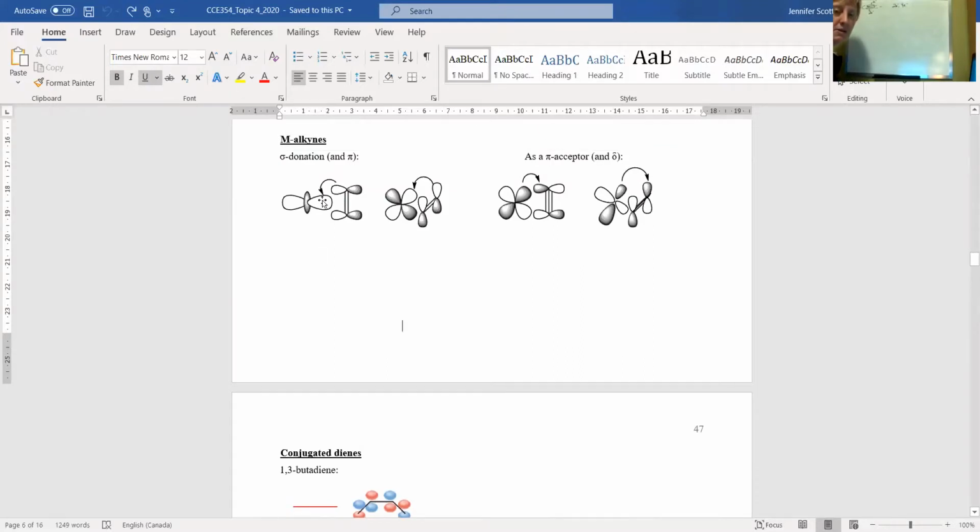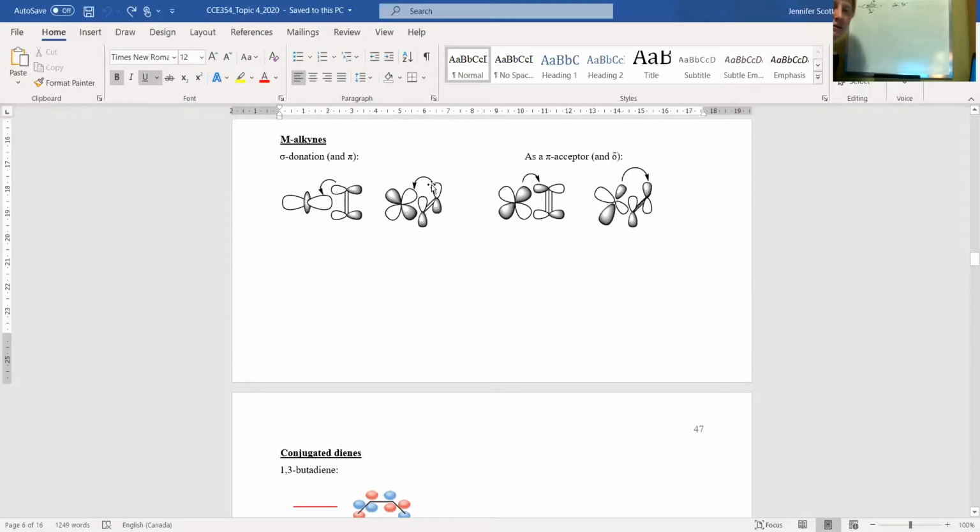So our sigma donation. Here it's broken down. One of those was a triple bond. The third bond they're showing instead as this pi orbital. They're showing the 2p orbitals, but it's kind of like giving us a pi orbital. So that is donating into some metal orbital, in this case the d z squared. We have to have a similar symmetry and similar phases. So that's your sigma donation.